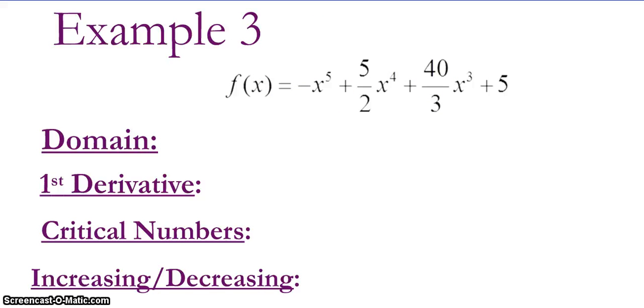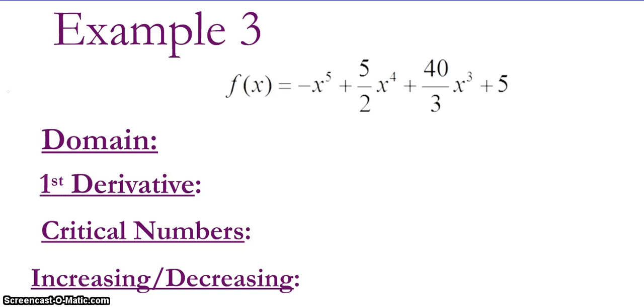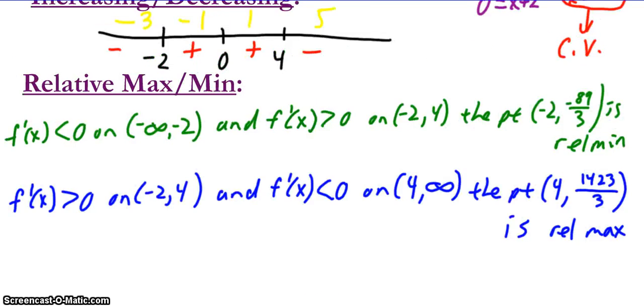Okay. Last one. So here I want you to use the first derivative test, given the function negative x to the 5th plus 5 halves x to the 4th plus 40 thirds x cubed plus 5. So go through the process for the first derivative test. Pause the video, unpause when you're ready to check your work. Alright, so here we should end up with a relative minimum at the point -2, -89 thirds, and a relative maximum at the point 4, 1423 thirds. So how do we get that?